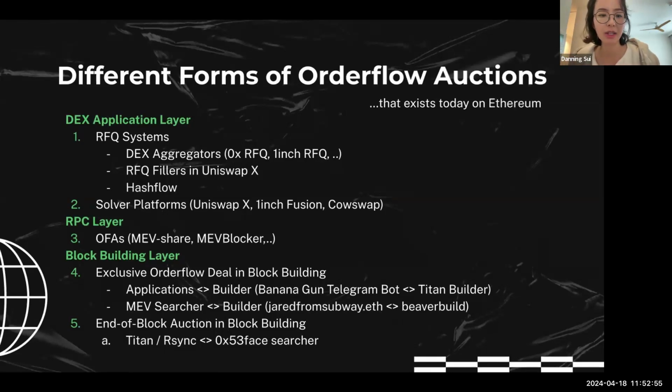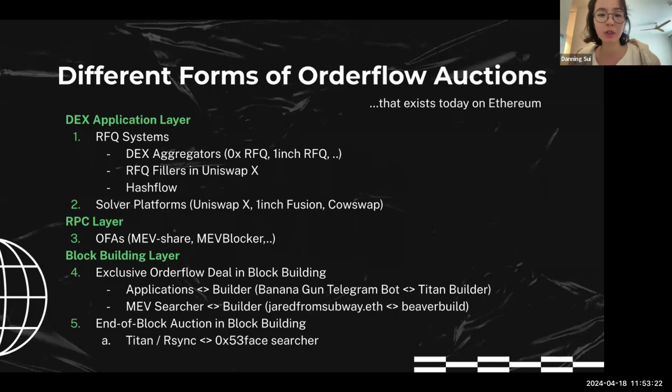The first few would be at the DEX application layer. There's the RFQ system, which is request for quote. I'm sure if you're familiar with traditional finance, RFQ is not a word you've never heard of. So DEX aggregators have the RFQ design and they work with market makers who are basically trading on the other side on Binance and Coinbase. They're also providing quotes for DEX swap trades.